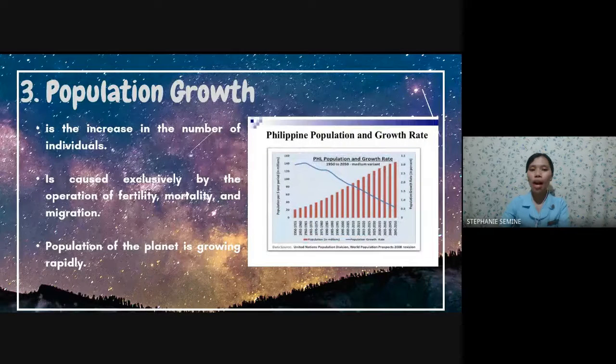Lastly, we have population growth. This means a ballooning demand for resources and a growing pressure for people to dwell in environments having significant natural hazards.